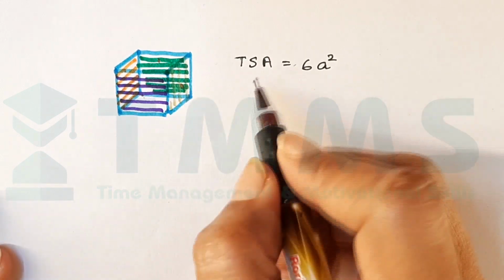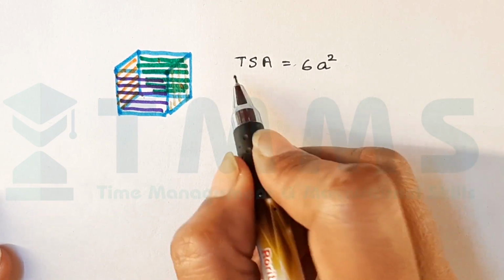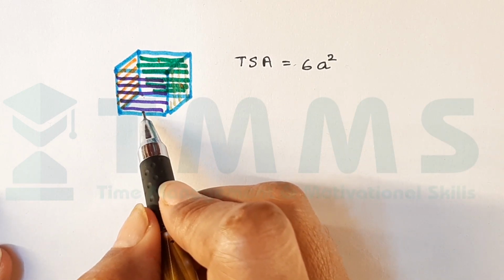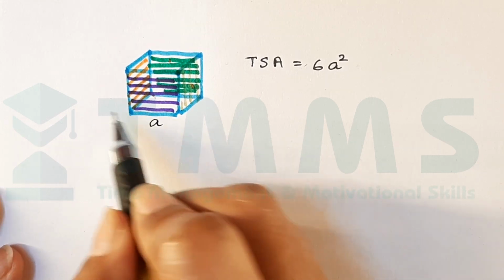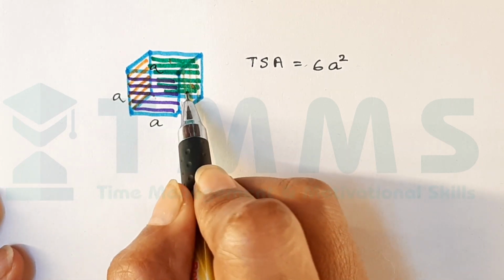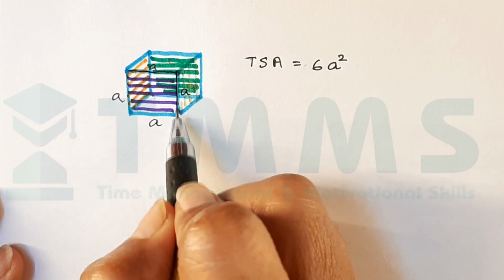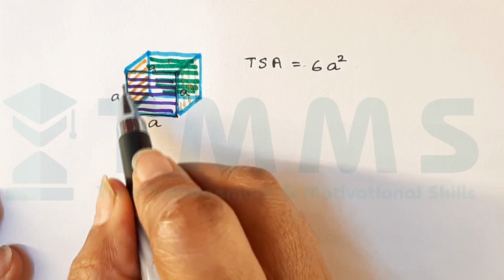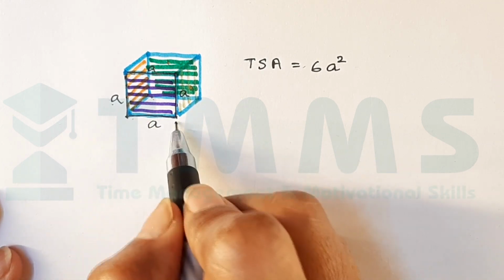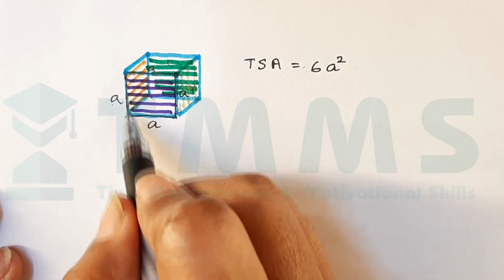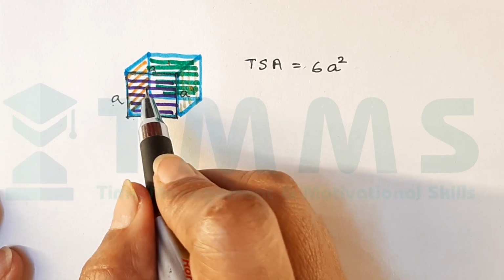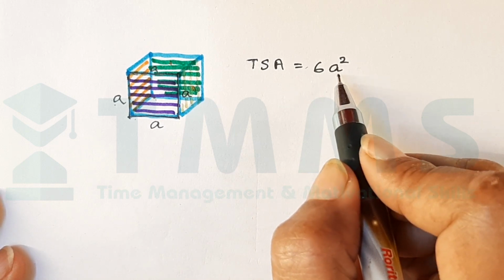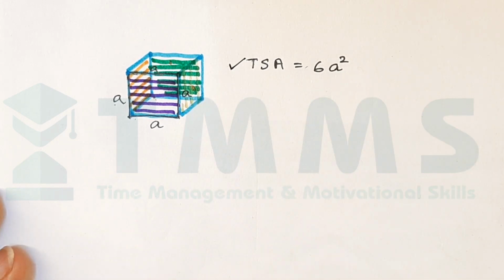So our first formula was TSA, that is total surface area. How many surfaces did we see? We saw 6 surfaces. Each one is A. These will be the dimensions for each. What are the dimensions for each surface? Each surface is A units. And so the surface area of one surface is A square and there are 6 surfaces and so it becomes 6A squared. Did we understand the first formula?